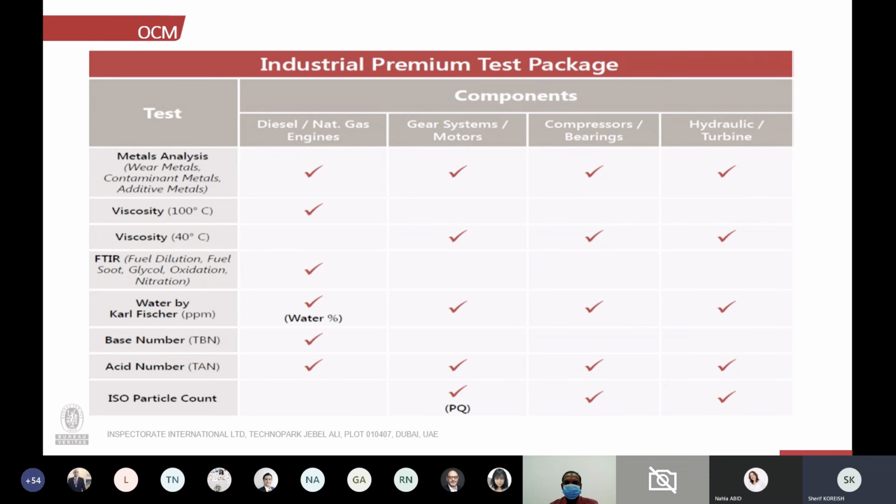If we are talking about compressors and bearings, we are talking about metal analysis, viscosity at 40, water by Karl Fischer, and we are talking about acid number and particle counter as well for particle size, and the particle quantification if needed for other systems as well.